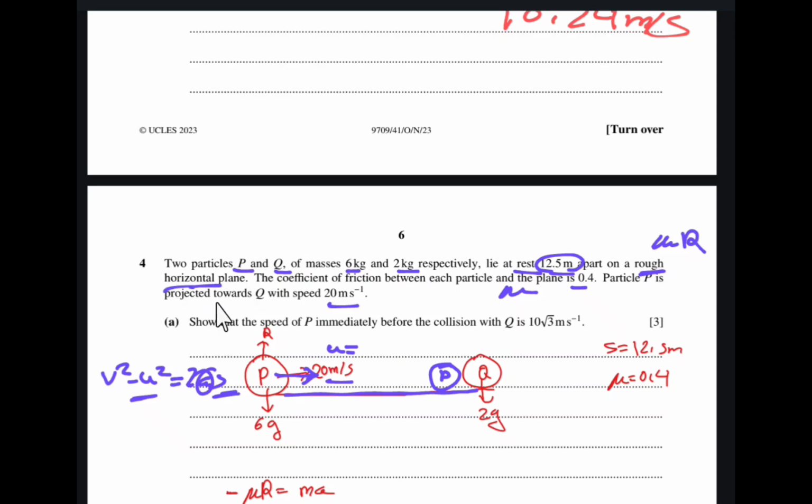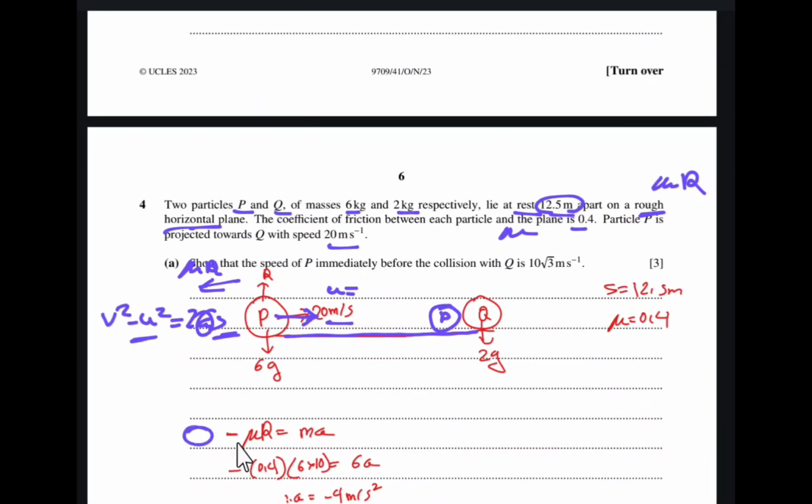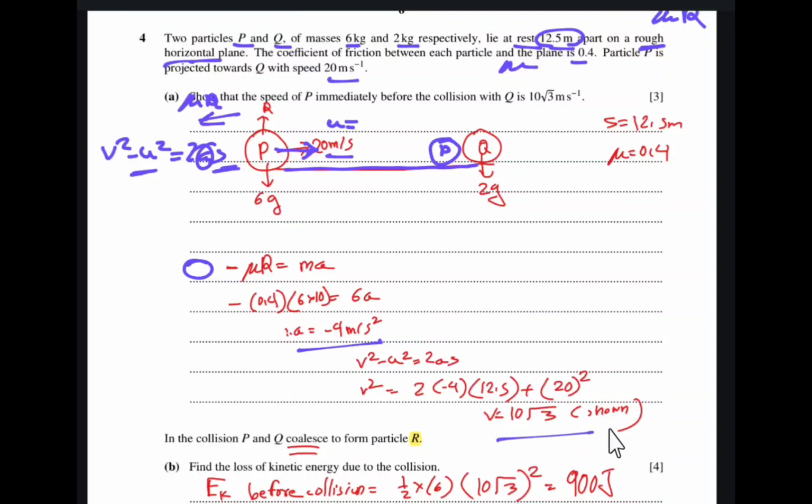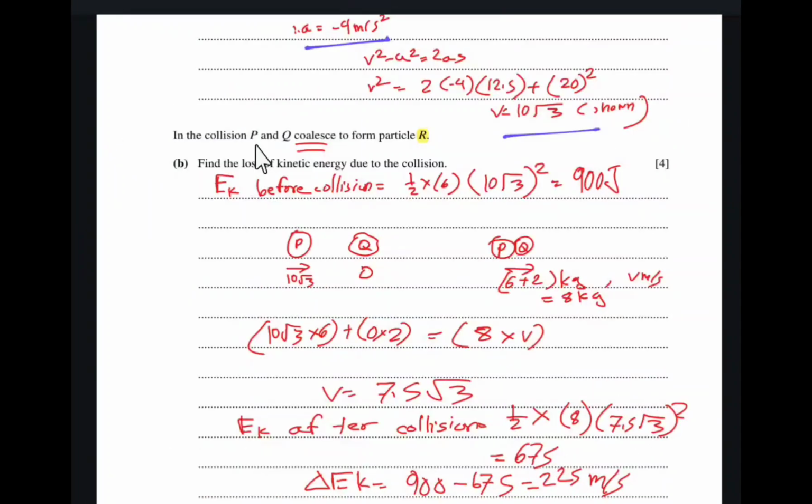That means the only force acting on the object is the backward resistive force, that is mu R. So forward force is 0 minus mu R is equal to mass into acceleration. So after calculating, acceleration comes to be negative 4 meter per second square. So we know the value of acceleration and we know the value of u and s. So v square minus u square is equal to 2as. So v comes to be 10√3 as given.